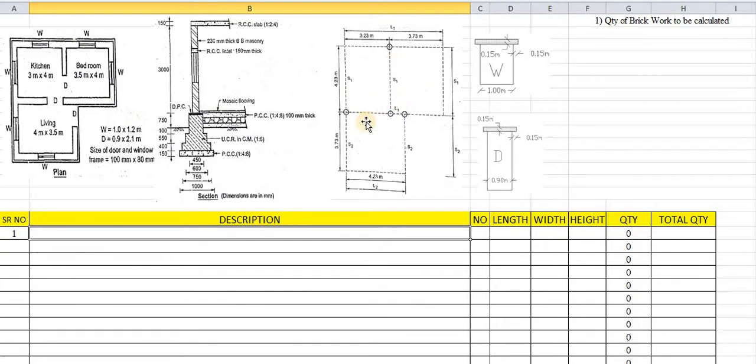In the center line plan, first we will see the kitchen room. The thickness of the brickworks is 230 mm, that is 0.23 meters. While calculating the kitchen room, the length from inner to inner dimension, from this point to this point, is 3 meters. So what is the center to center distance? Half of 0.23 on both sides, so 3.23 is the center to center distance from this point to this point.